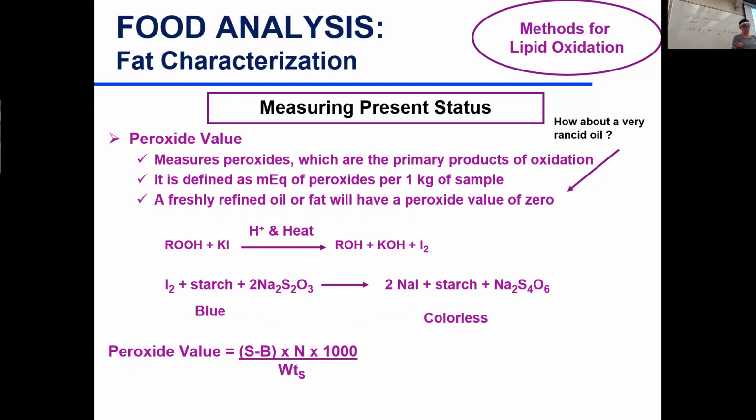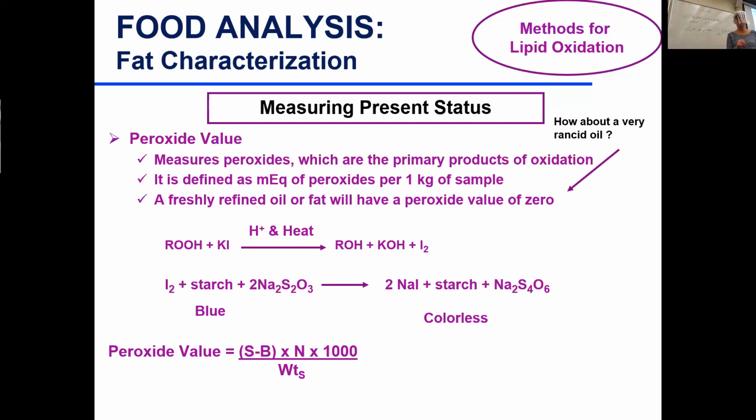Now we have saponification value, which is milligram per 1 gram. We have iodine value, which is grams per 100 grams. And then here you have milli-equivalent of peroxide per kilogram of sample. So every value has a different unit. A freshly refined oil or fat, a very fresh fat or oil, will have a peroxide value of 0 or very close to 0. How about a very rancid oil?